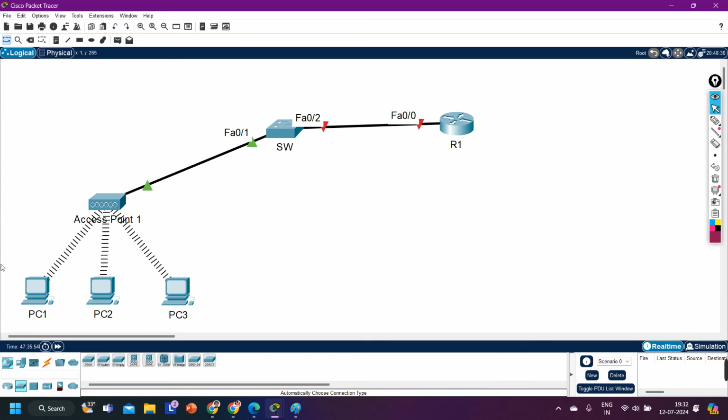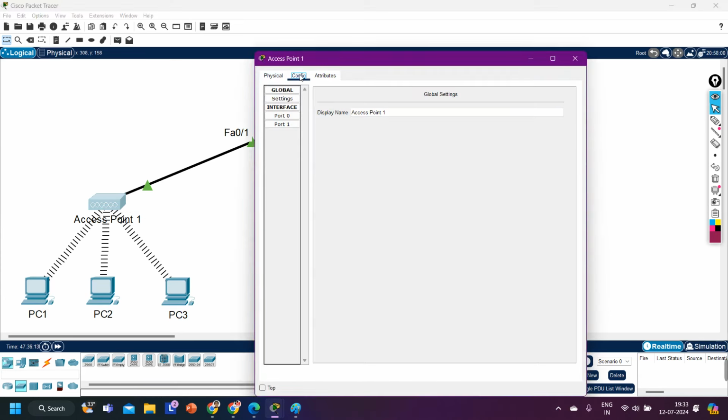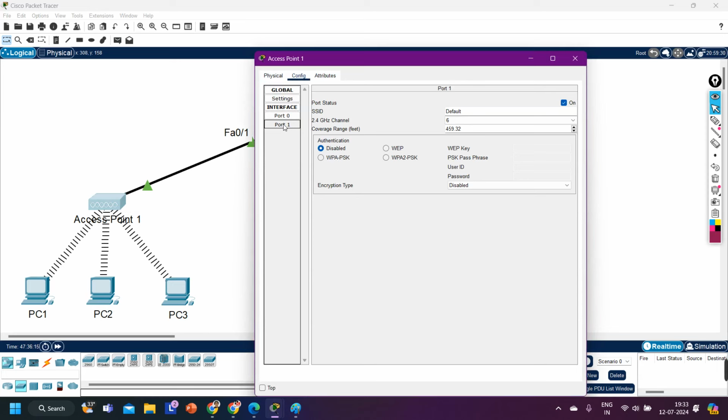You can see, I don't know why, these machines are connected with AP number 1, this access point. I think this access point doesn't have any SSID till now. So once I configure the SSID over here, these devices will get disconnected from the AP. See how: click on the AP to configure it and then go to the Config tab. After that, go to Port number 1 and here you can see the SSID is default, guys. So let's say I am going to set it to office_Wi-Fi.